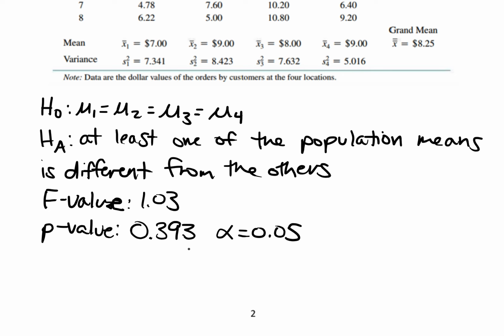Is the p-value less than alpha? No, it is not less than alpha. So that means that I fail to reject the null hypothesis. What that means is that I do not have evidence that at least one of the population means is different from the others, or I do not have evidence that at least one of the stores has a different average spend amount.